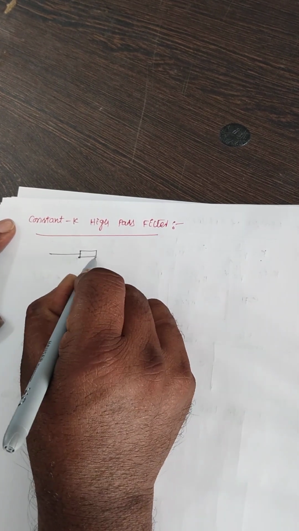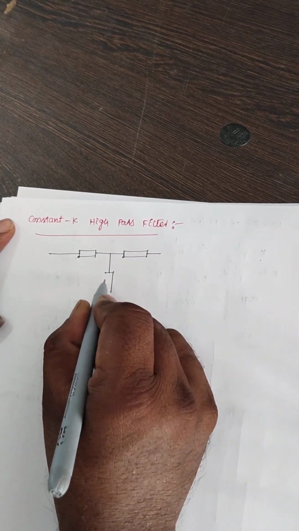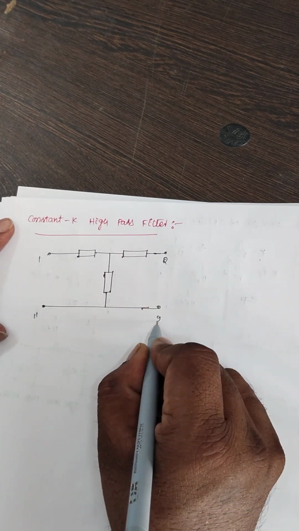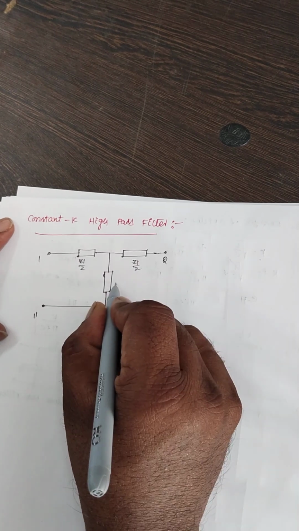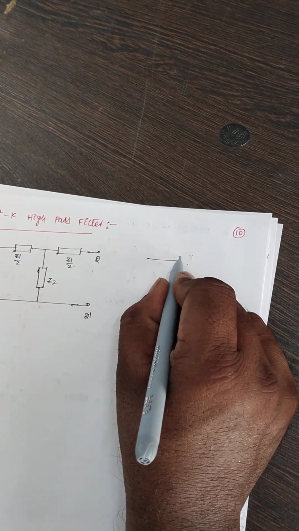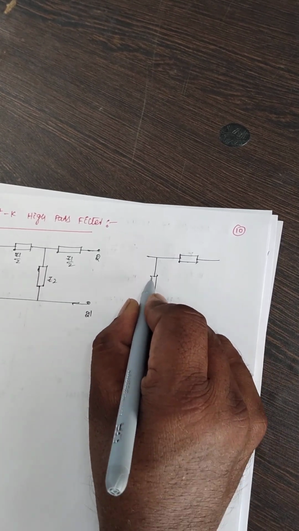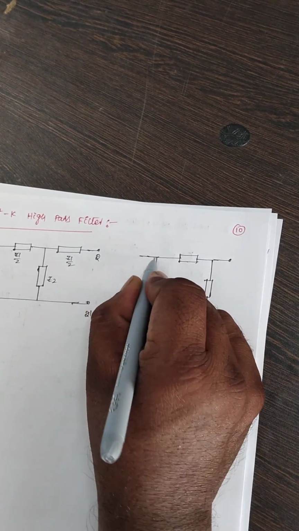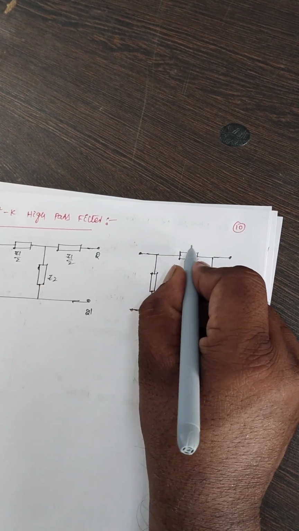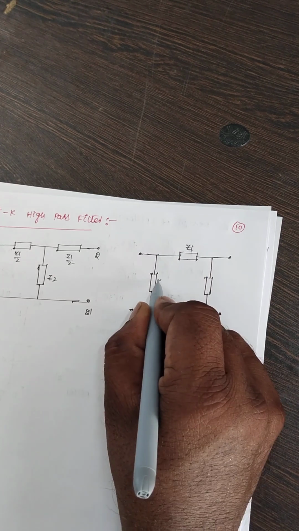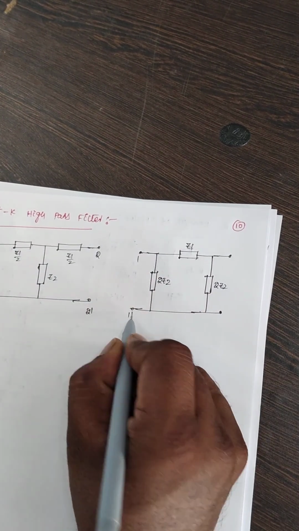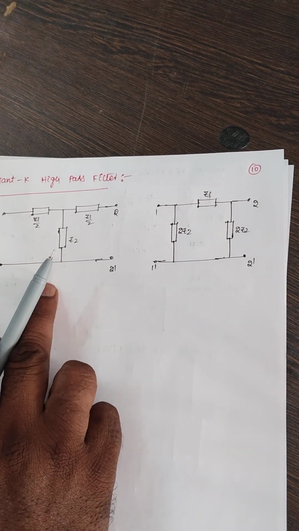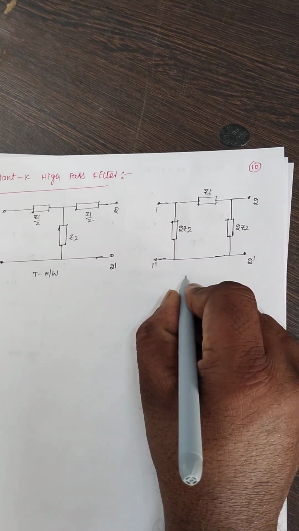So we know that it is a T type of network, with Z1 by 2, Z1 by 2 and Z2, between terminals 1 dash and 2 dash. Next, it is a pi type of network, with Z1 and 2Z2, 2Z2, between terminals 1 dash and 2 dash. So here we have the T network and the pi network.